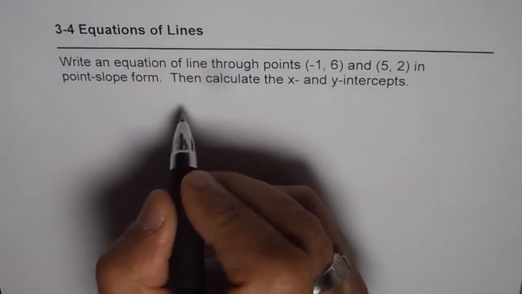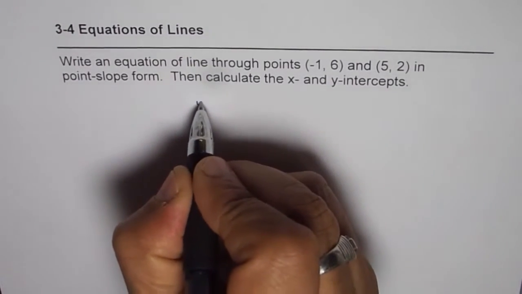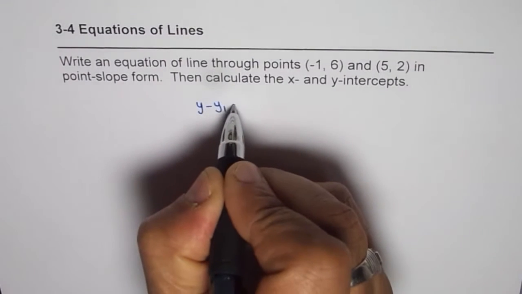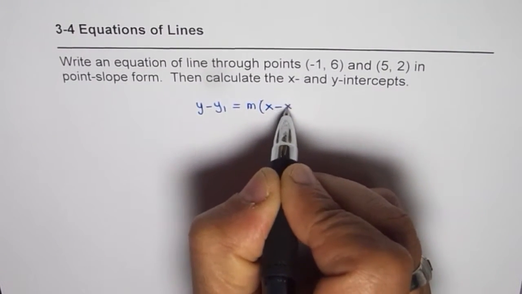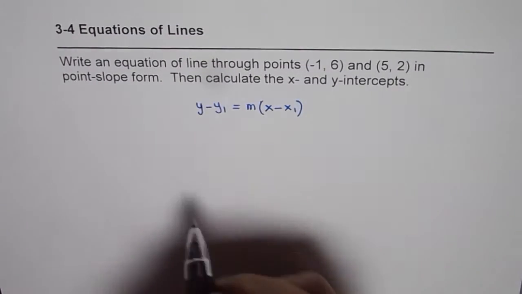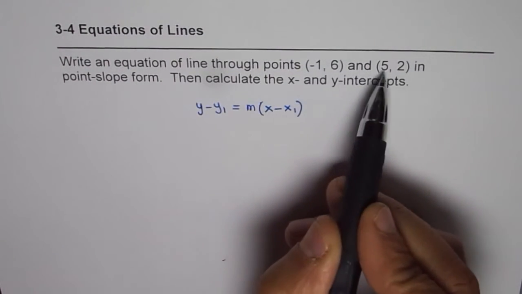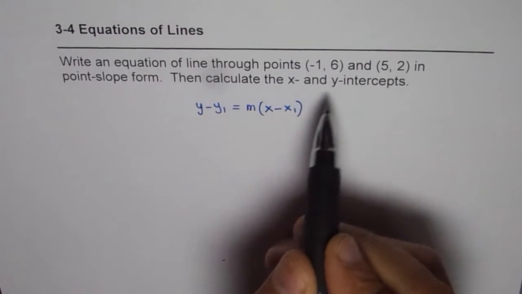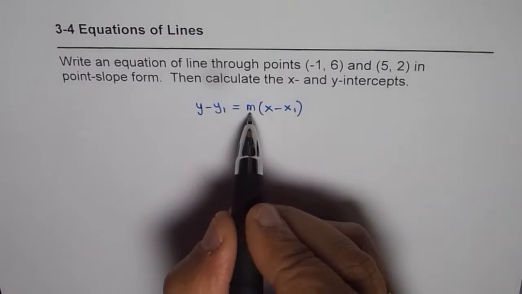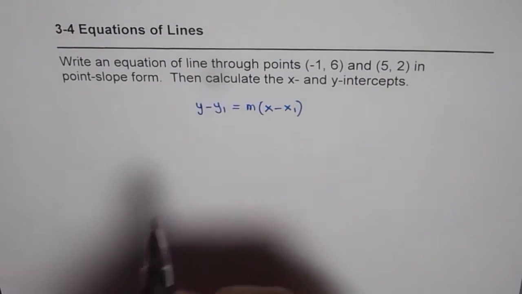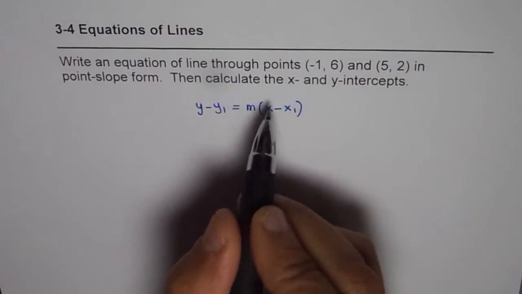So what is the equation in point slope form? The equation in point slope form is y minus y1 equals m times x minus x1. Now in our case, we are given 2 points, but we are not given the slope. So we need to find the slope first, right? Now how can you find slope? Slope you can find by using the slope formula.